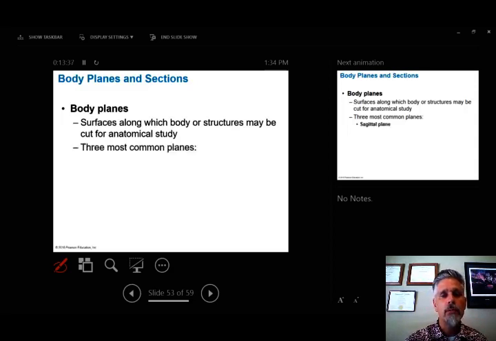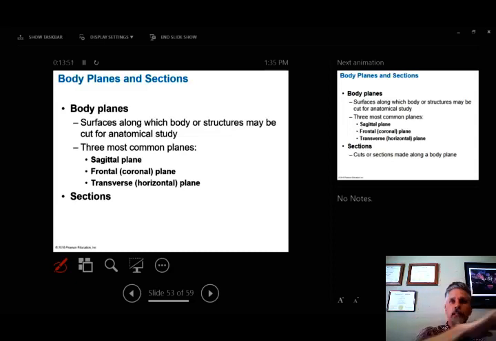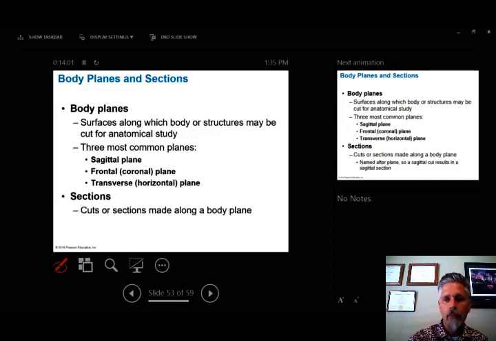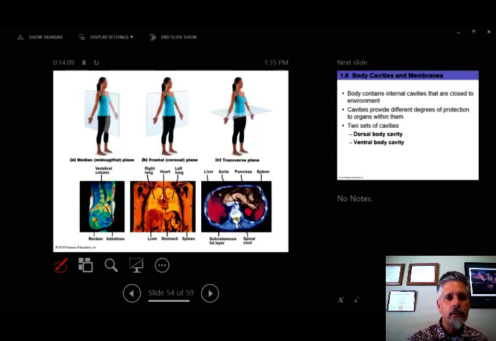And there's three most common planes or cuts or sections. One is the sagittal plane, two is the frontal plane, and three is called the transverse plane. So when we look at those, these are different planes, not airplane, but planes, like a plane where, if you were doing a dissection, you could cut along that particular body plane. So a sagittal cut, for instance, goes along the sagittal section. Here are some diagrams showing us those different body planes.